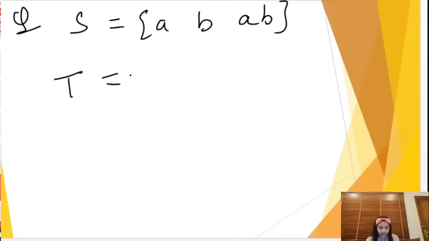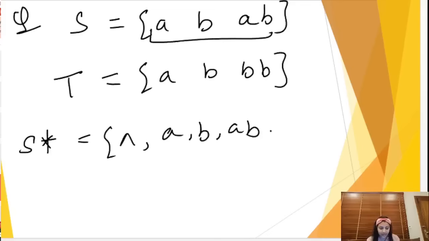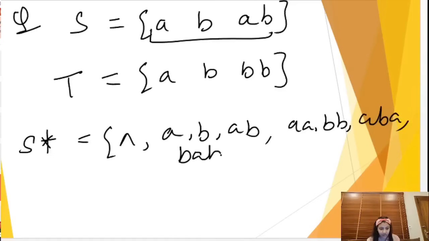Let's say I have two sets, S consisting of a, b, ab, and T consisting of a, b, bb. Now if I calculate S star, what will S star be? S star will contain lambda, and all the strings belonging to my S: a, b, ab. Then any string that can be formed from the concatenation of these words. So we can have aa, bb, aba, bab, and a number of different strings.